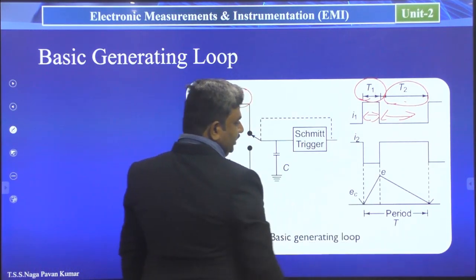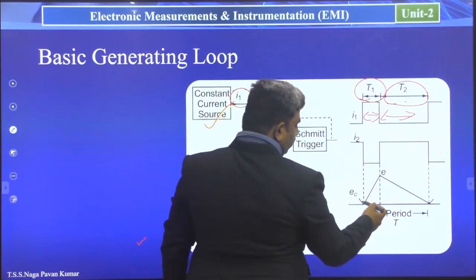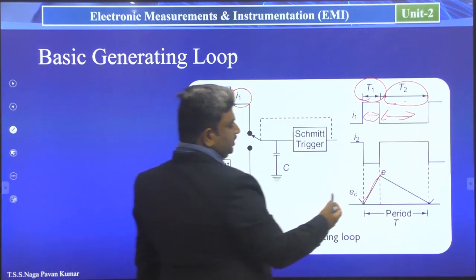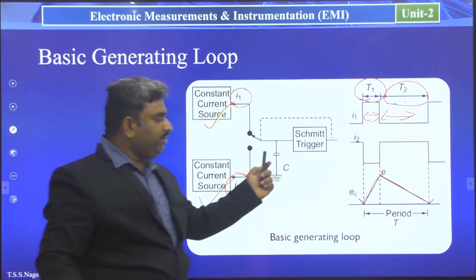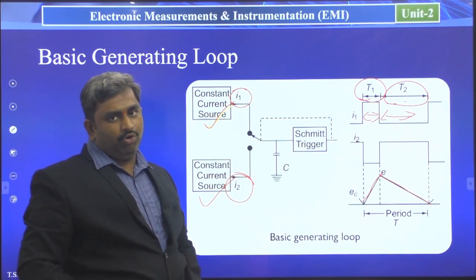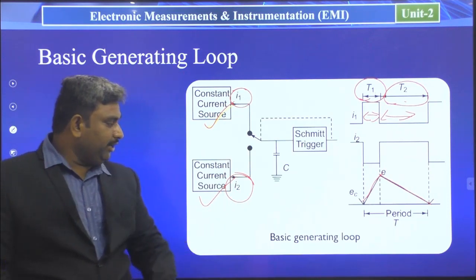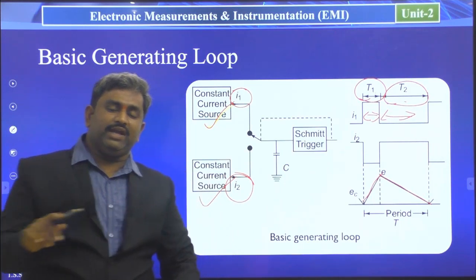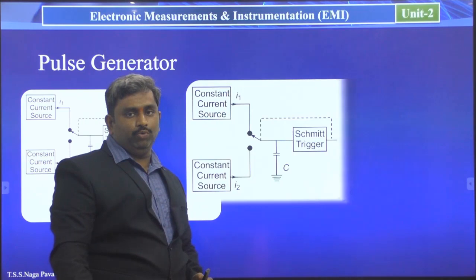So generally, if you are using an integrator, then when the upper constant current source is there, the output voltage is linearly increasing. When the lower constant current source is driving the Schmitt trigger, we will get the output voltage as continuously linearly decrementing output voltage. So this is also called the basic generating loop, T1, T2, T1, T2, T1, T2, like that we will get a continuous signal from this basic generating loop.